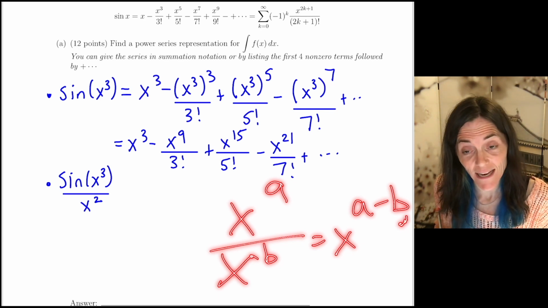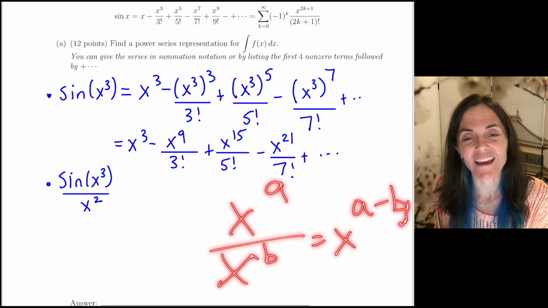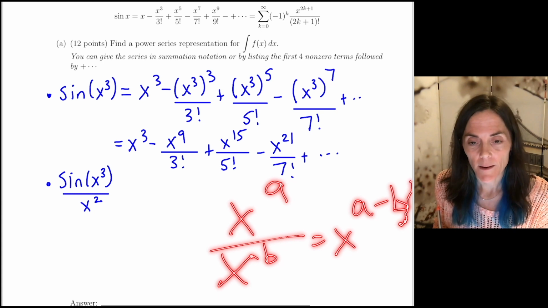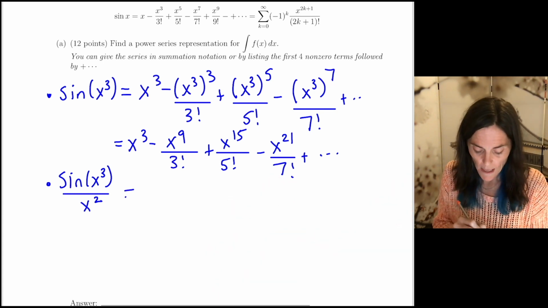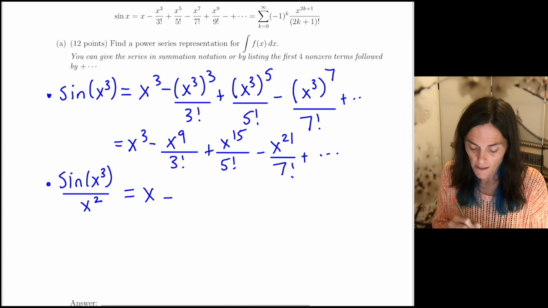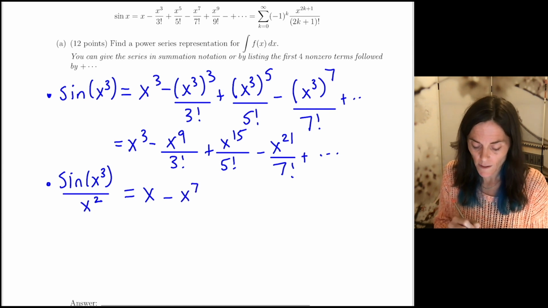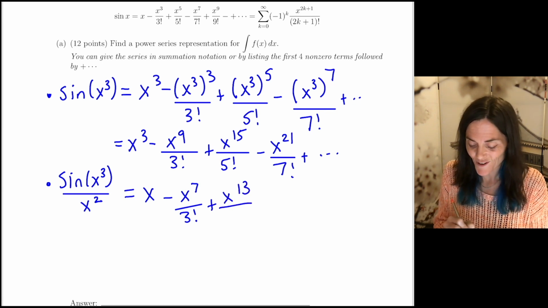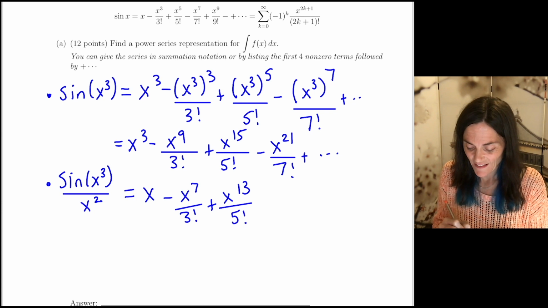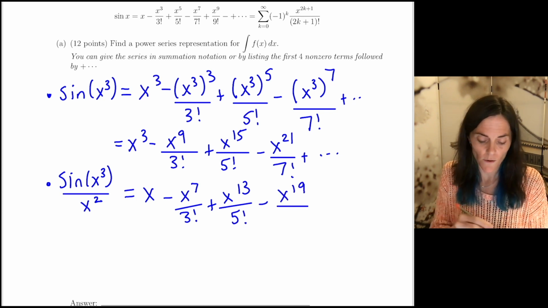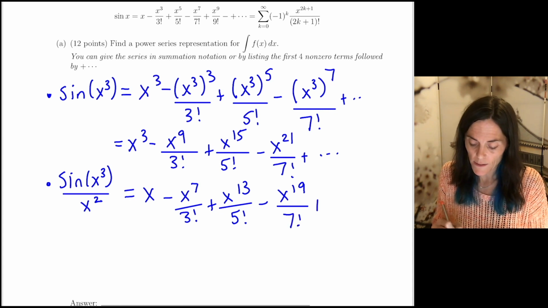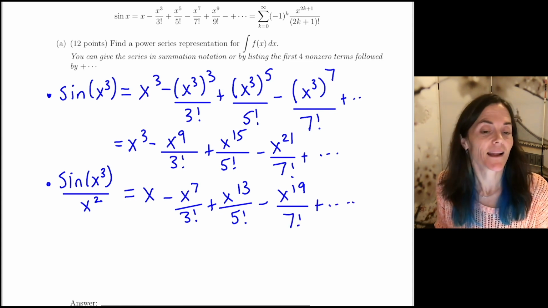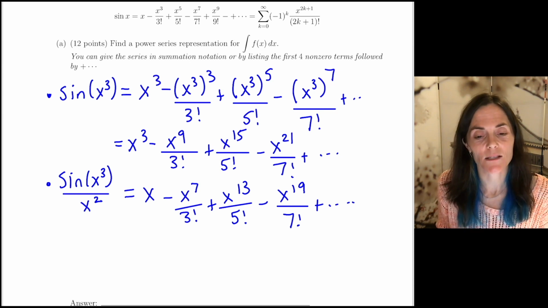And so if I divide every single term by x squared, I'm just lowering the exponent by 2. This will be x minus x to the 7th over 3 factorial plus x to the 13th over 5 factorial, and then minus x to the 19th over 7 factorial. This is the power series representation for sine of x cubed divided by x squared.